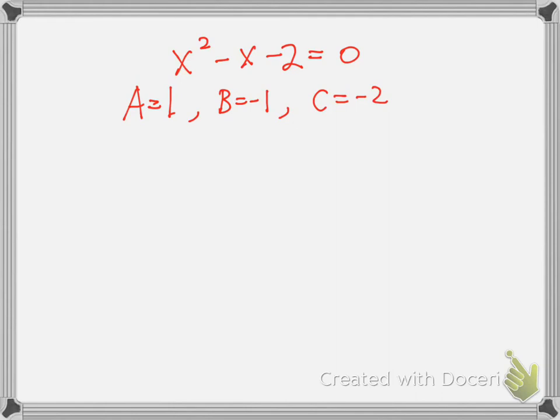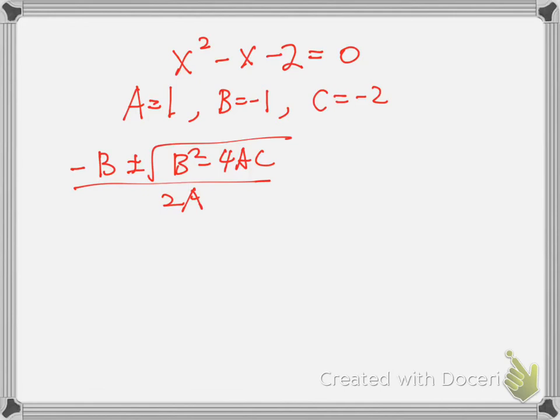So our last example is x squared minus x plus minus 2 is 0. Okay, we want to solve this quadratic equation. So what is A? A is 1. What is B? B is negative 1. C is negative 2. So the formula: negative B plus or minus the square root of B squared minus 4AC, divided by 2A.